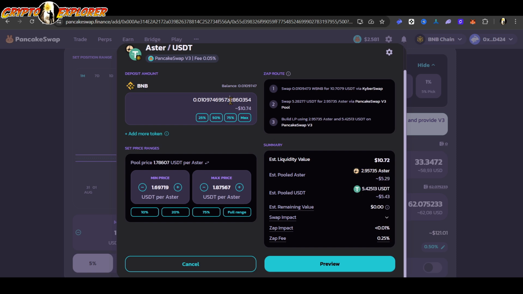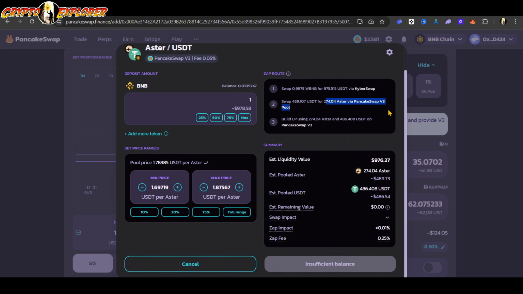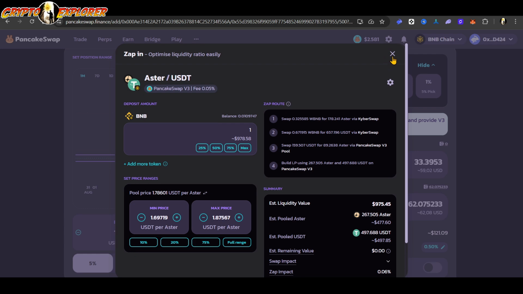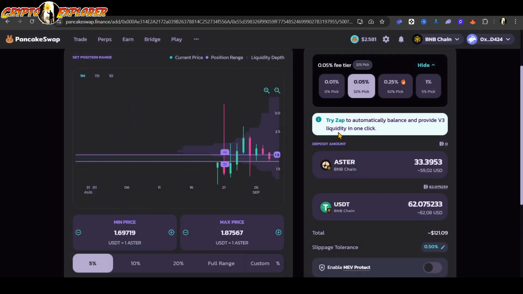So if I would want to deposit one BNB into this pool, they would show me the zap routes here: swap 0.9975 wrapped BNB for USDT, and then swap some of that USDT for Aster via PancakeSwap V3 pool. So you get the idea. PancakeSwap does all the necessary trades, but not all the pools available will have this zap function, okay? When it has it, it makes your life much easier.